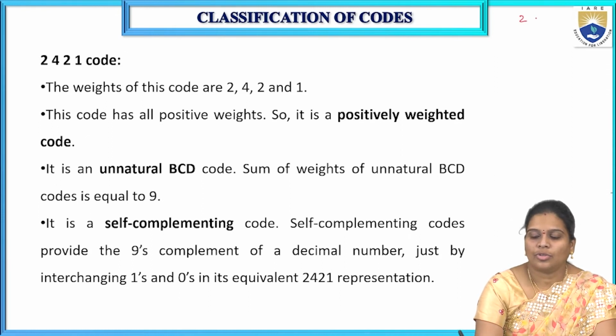Okay. See 2, 4, 2, 1. First position is the 0. Now all the bits are the zeros. Next one is the 1. So this first one is the 1. Remaining bits are the zeros.